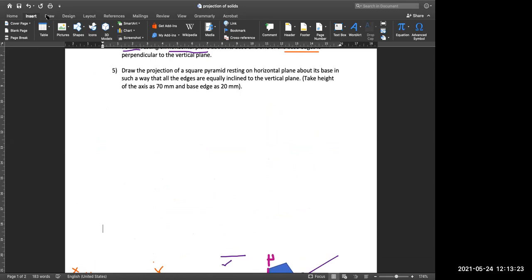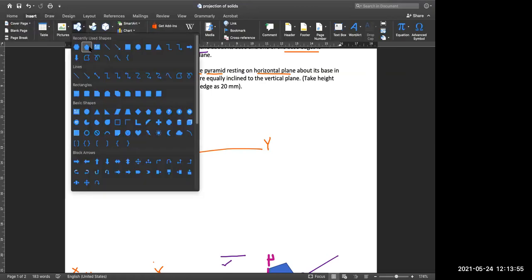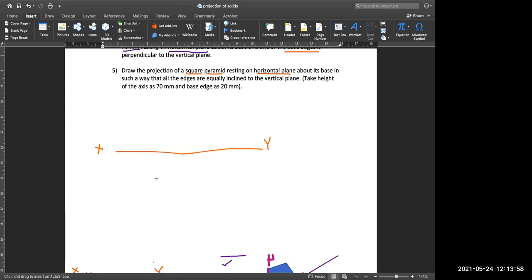Okay. Now let's discuss this question number 5. You have to draw the projection of a square pyramid. This is a square and this is a pyramid resting on the horizontal plane about its base. So it is resting on the horizontal plane. So you can draw one reference line, X and Y. This will be our reference line. Since this is a square, I will take a square from here.